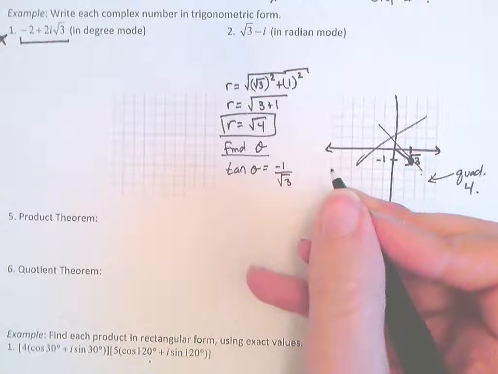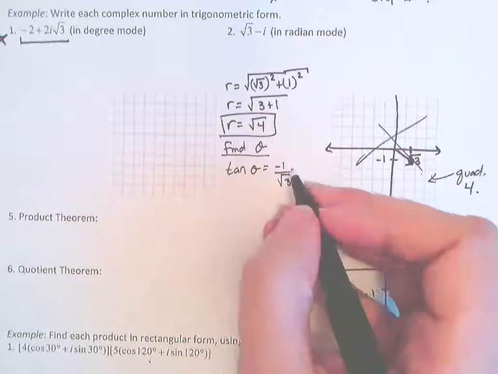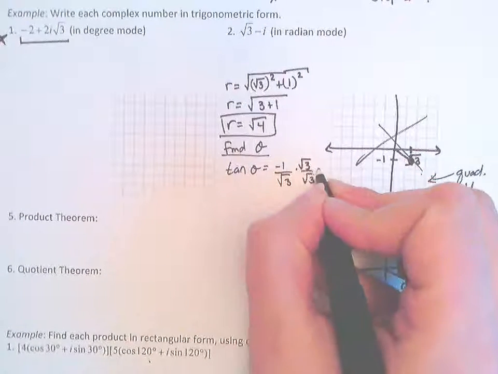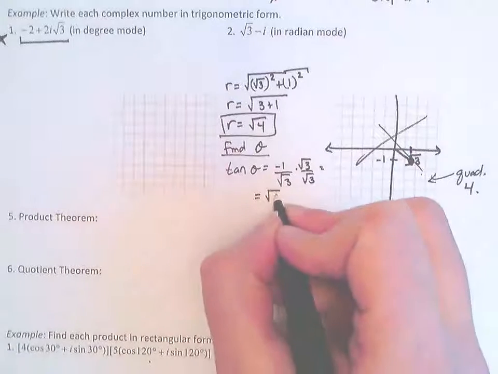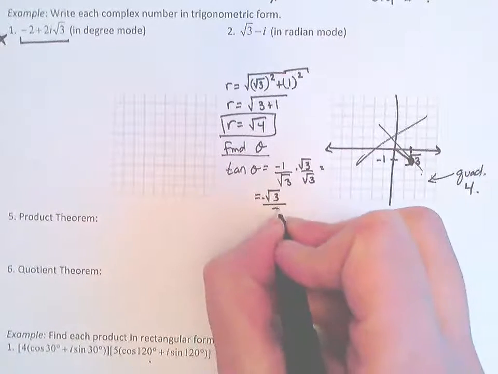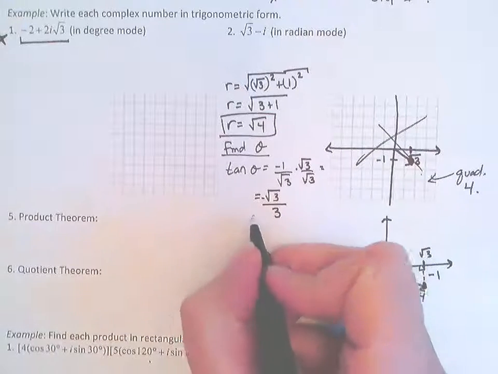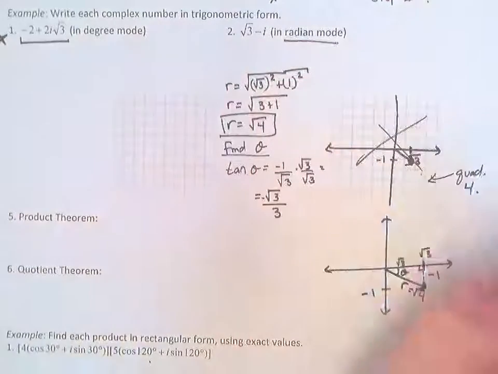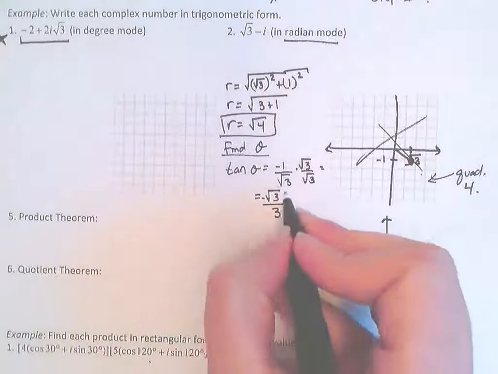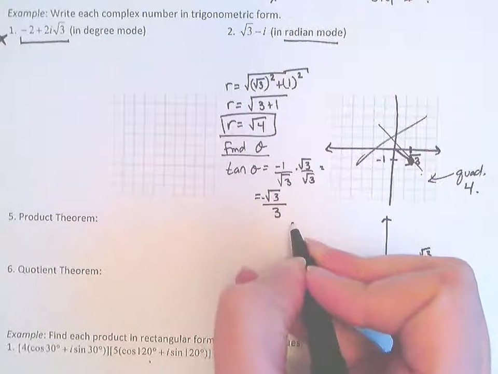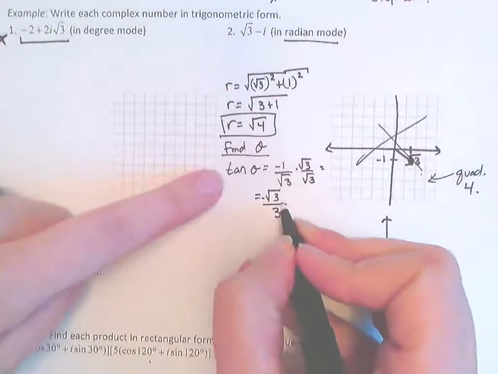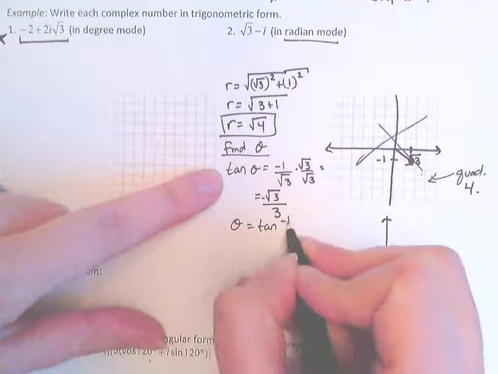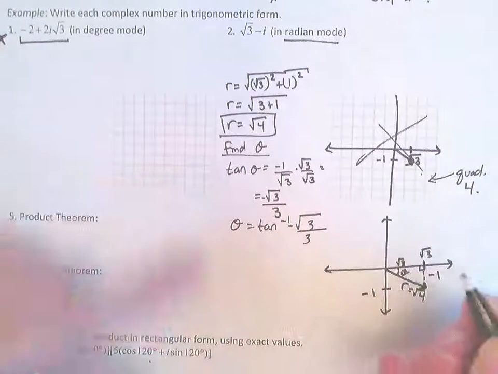And tan of -1 over square root of 3, remember you multiply by the conjugate, so you end up with negative square root of 3 over 3. You can do the inverse of that directly in your calculator, but this is supposed to be in radian mode. And if you remember, we do know where tangent is square root of 3 over 3.